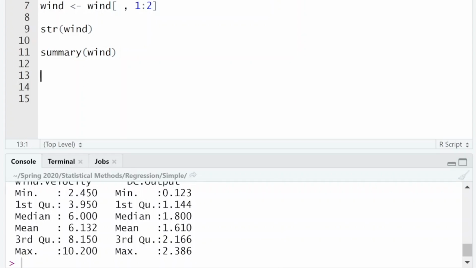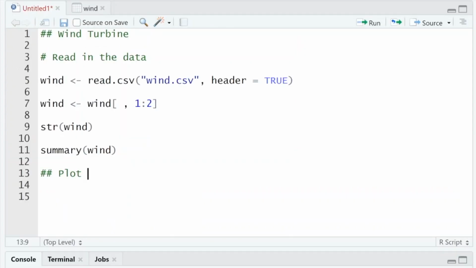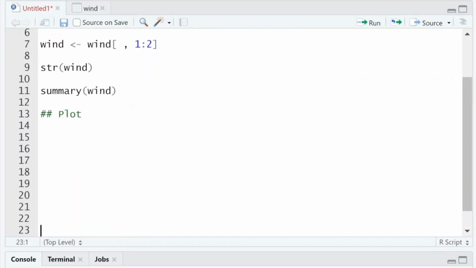So that's good. What do we want to do first? Well, let's plot the data. Since we only have two variables, it's pretty easy to do that. And I'm going to use a scatter plot.